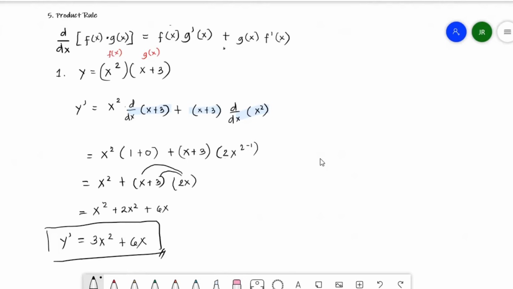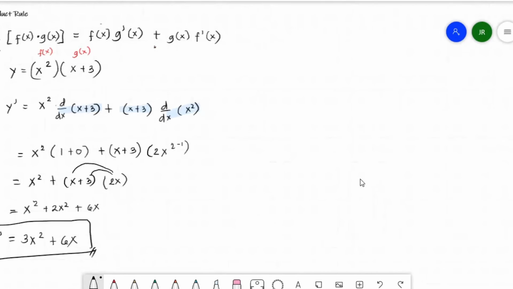Okay, so another example. Example number 2. Sige, dito na lang tayo sa side. Okay, so for example number 2, y is equal to x squared plus 5 multiplied by x minus 2. So y is equal to x squared plus 5 multiplied by x minus 2.